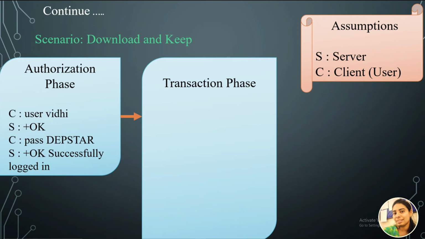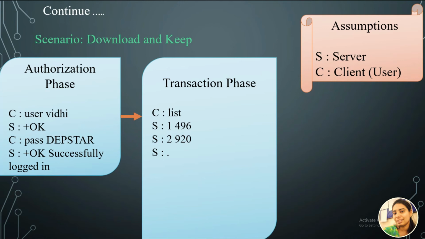To know the number of mails in his or her mailbox, the client sends the LIST command. In response, the server provides the list of mails with the mail ID. At the end of the list, the server also provides a dot, which indicates that the server has performed its task and now the client can perform another operation.